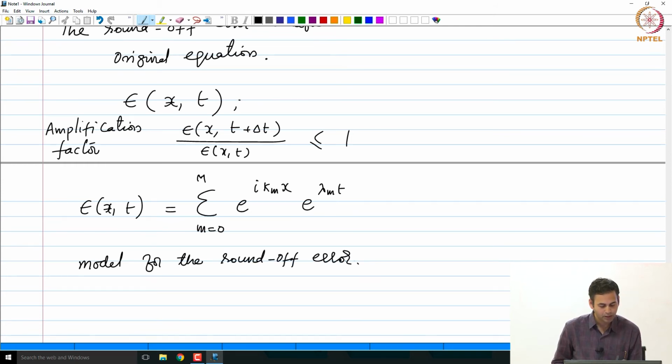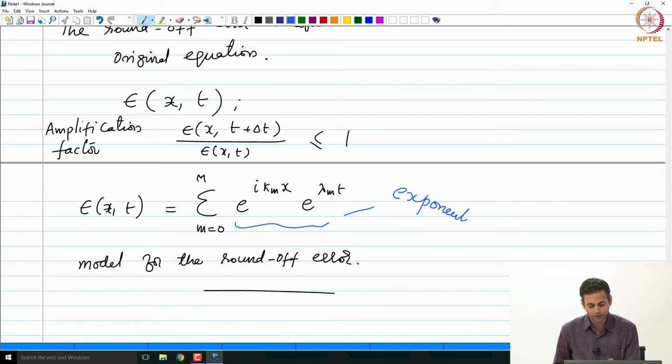Okay. Now, I have assumed that this round off error is composed of several waves in space and in time, and there are also functions of exponentials. Now, why should these functions be exponentials? That is a question to you. Why can't it be some polynomial, some x square, x cube or something like that? That is a question for you to ponder and come back to me, fine.